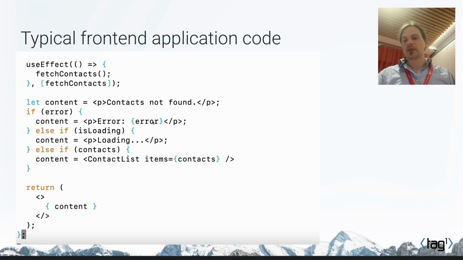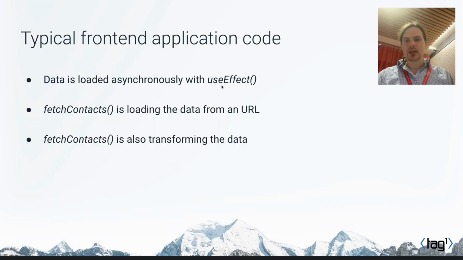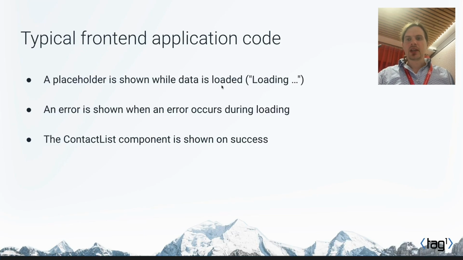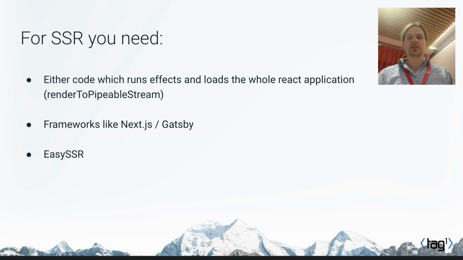So essentially we have here our state machine. If it's an error, we show an error. If it's loading, we show loading. And if the contexts are loaded, we show our context list component. So again, recap: a placeholder is shown while the data is loaded, an error is shown if there's an error, and the content list component is shown on success.